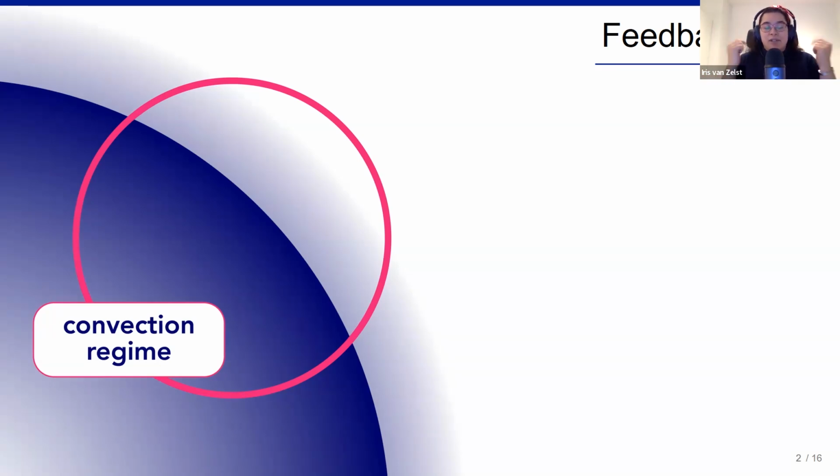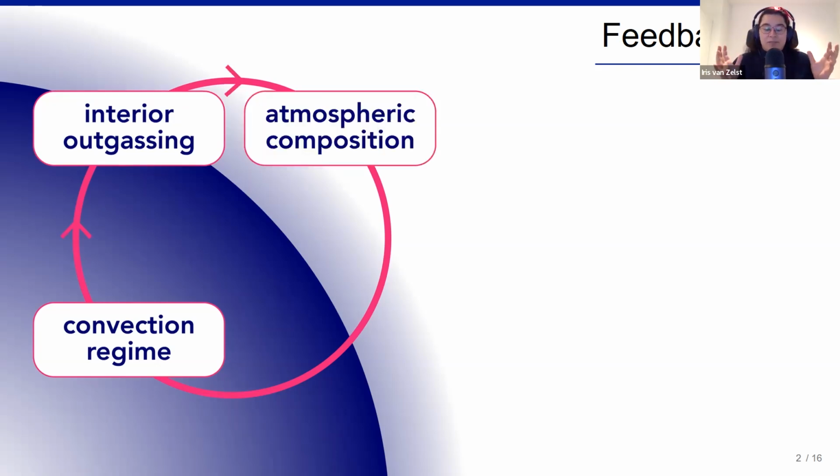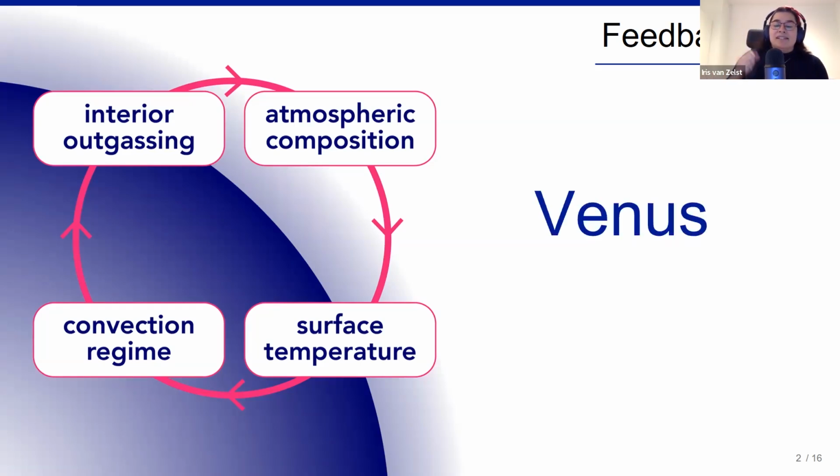But this convection regime to a large extent determines how much volcanism you have, and therefore how much interior outgassing you have, and hence which gases will make up the atmospheric composition. And this atmospheric composition determines to a large extent the surface temperature. And this surface temperature is then, of course, a boundary condition for your convection regime and how the interior of the planet works. So then you have this closed loop of interior atmosphere feedback. And I'm interested in this, and I'm applying it to Venus, which makes sense for this conference.